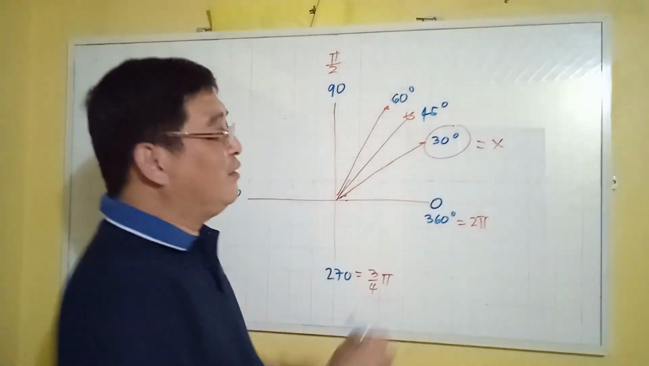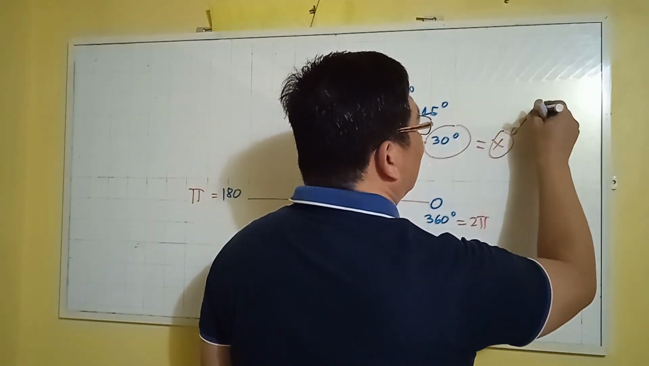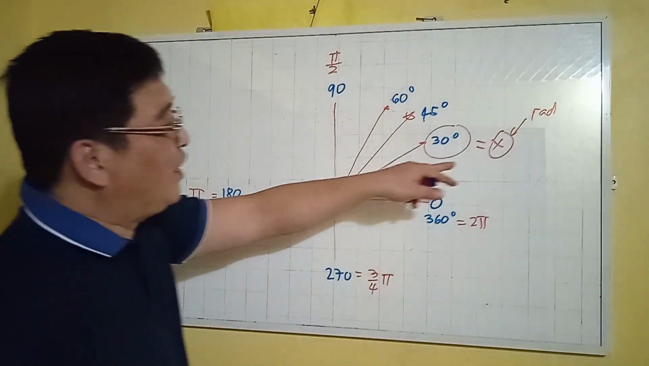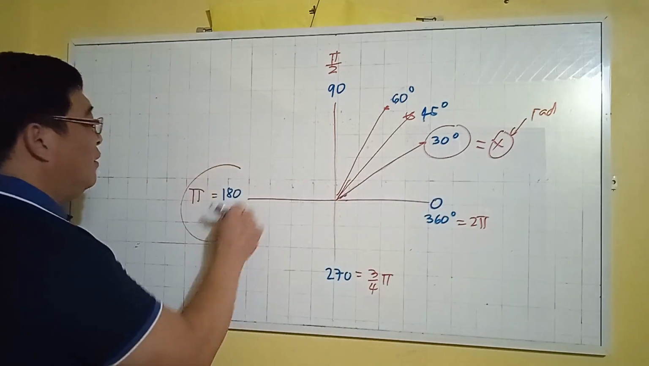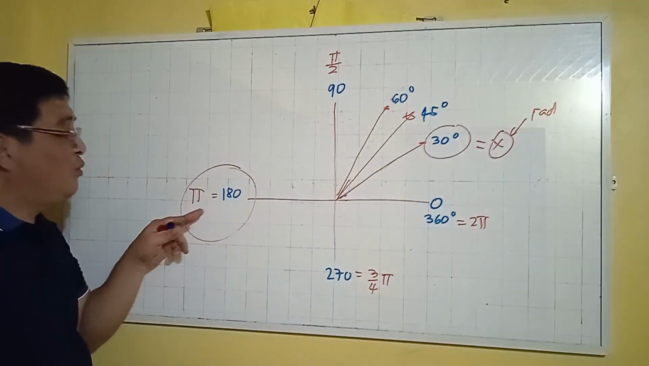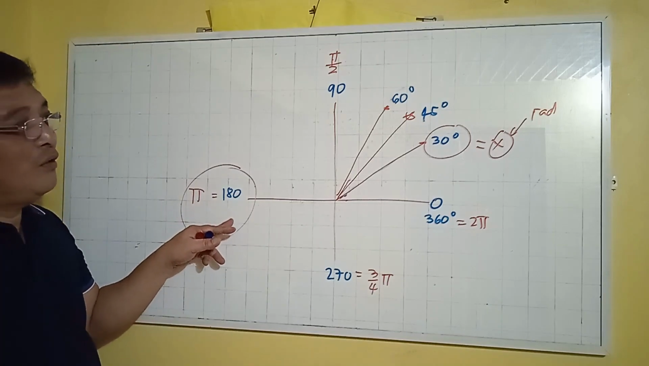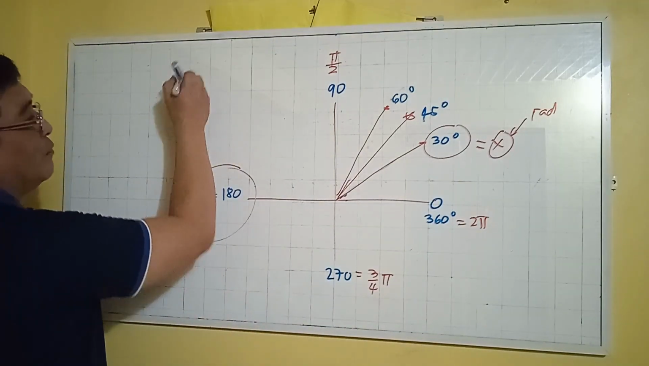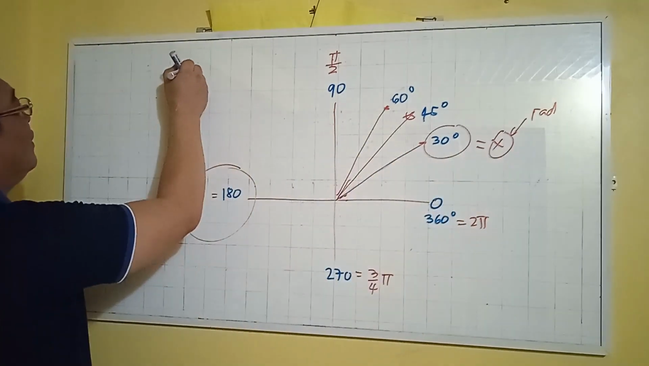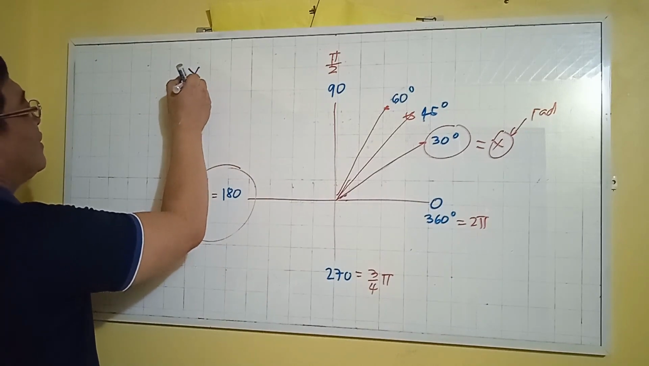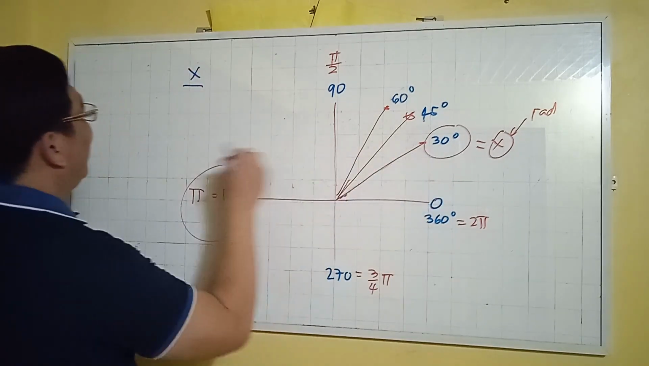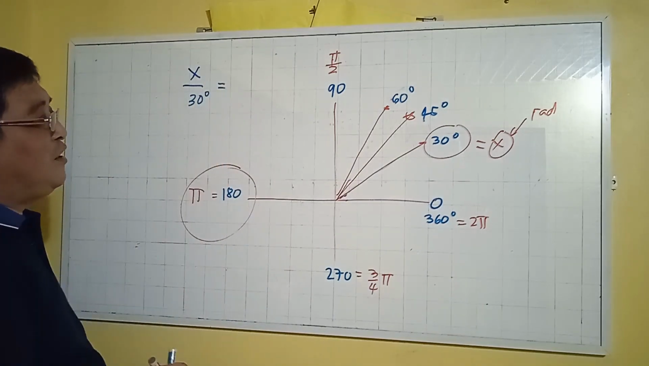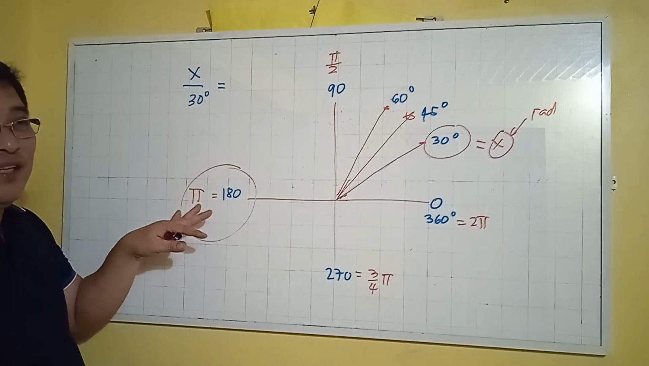So, hanapin natin yung radian. This is x in radian. Now, dahil x yung hinahanap natin, we are going to compare 30 degrees to 180 degrees. So, by ratio and proportion, you have 30 degrees. X, you have yung what is asked is x, and then yung angle is 30 degrees.